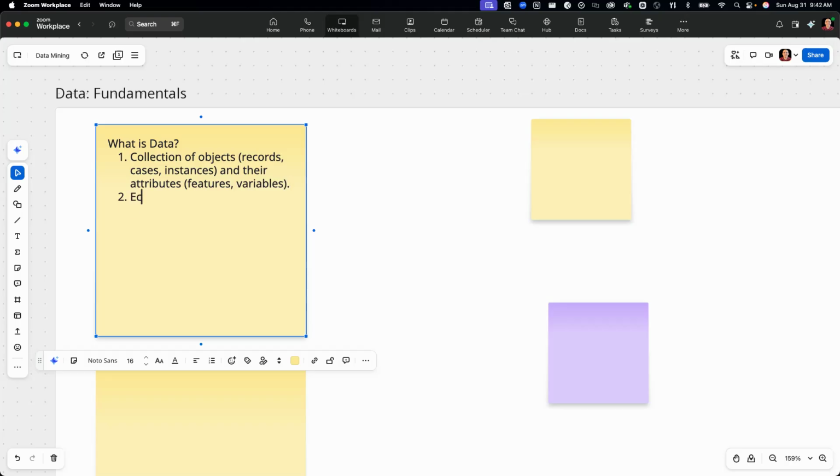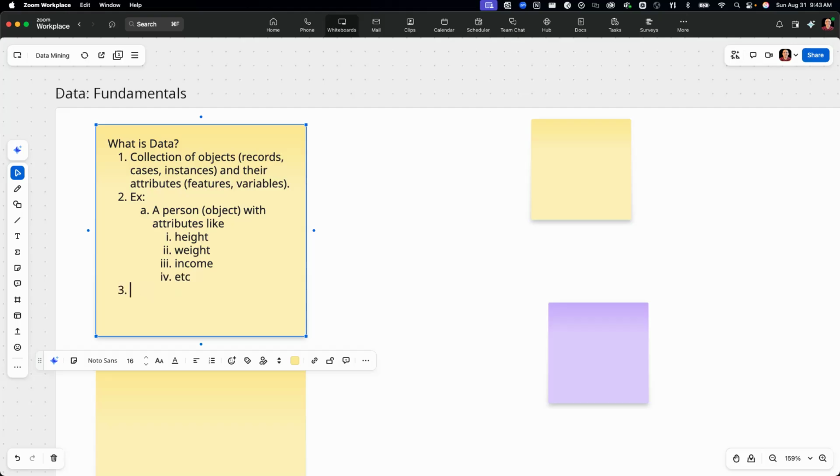So examples: a person is an object with attributes like height, weight, income, etc.